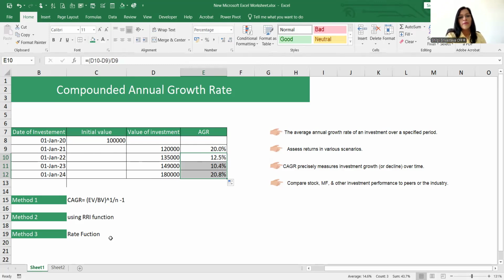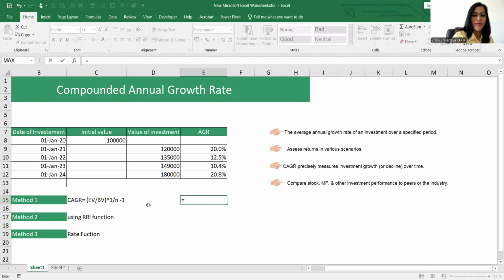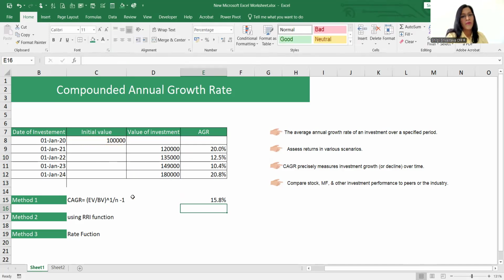So there are different ways. There are three methods by which we can calculate CAGR. First one, you can see the formula on your screen. EV stands for end value, BV beginning value, to the power 1 divided by number of years, minus 1. So let's take the first formula and calculate. What is our end value? End value is 180 divided by beginning value, which is 1 lakh. For how long we had invested? We had invested for 4 years. It is 15.8%. By using this formula, our compounded annual growth rate comes to 15.8%.